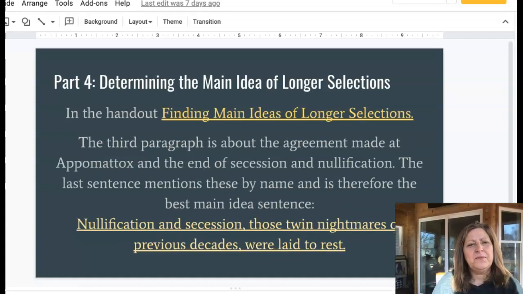All right, the third paragraph is about the agreement made at Appomattox and the end of secession and nullification. The last sentence mentions these by name and is therefore the best main idea sentence. Nullification and secession, those twin nightmares of previous decades, were laid to rest.